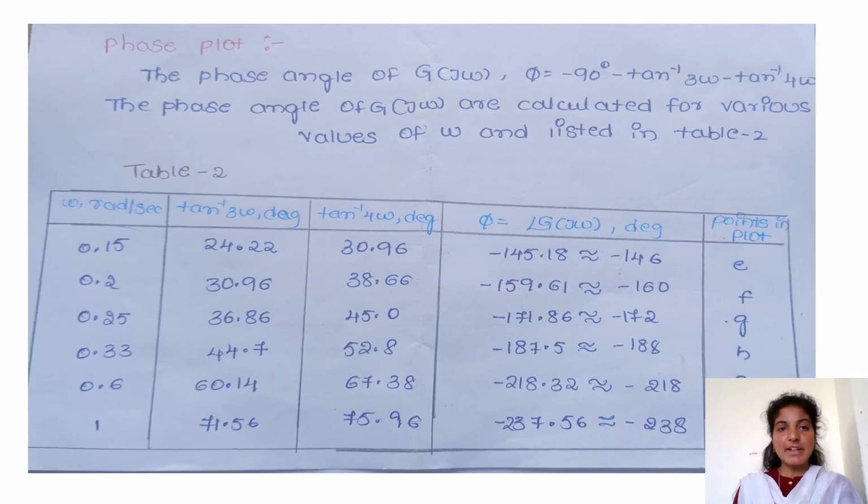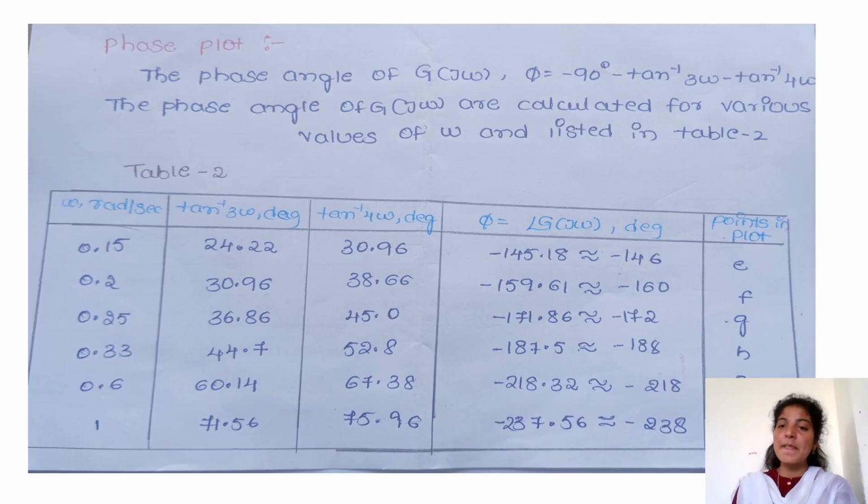Here when we find the phase plot, the phase angle of G(j omega), that is phi, is equal to minus 90 degrees minus tan inverse of 3 omega minus tan inverse of 4 omega. The phase angles of G(j omega) are calculated for various values of omega and listed in table 2. The columns of table 2 are omega in radians per second, tan inverse of 3 omega in degrees, tan inverse of 4 omega in degrees, and phi equal to the angle of G(j omega) in degrees.